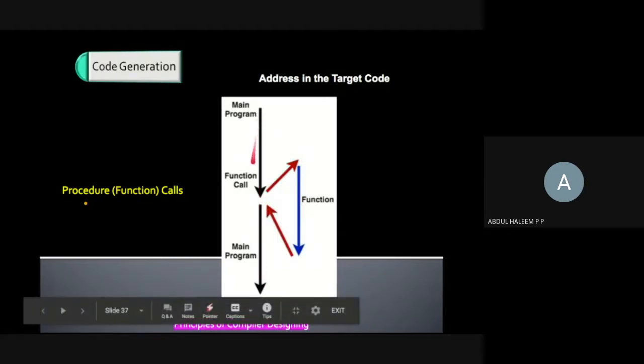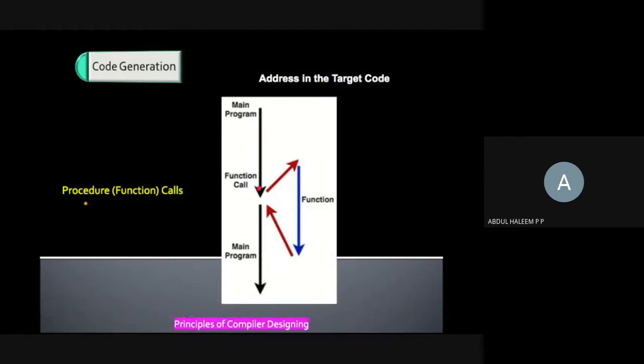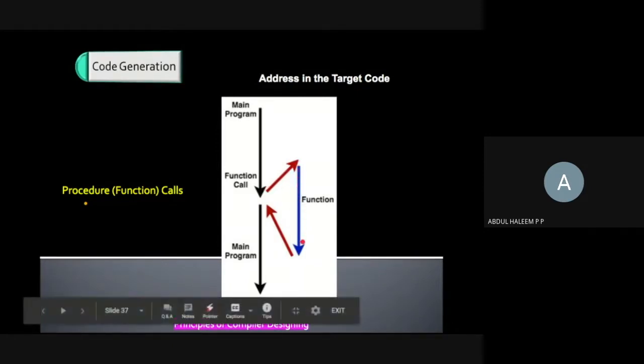See, this is the main program, and this is our function call. So the main program continues at this point. From here, it is calling. The main program is calling a function. What happens? There is a branching to this instruction. Then the function body will be executed. There will be a return statement, and it returns to the place.